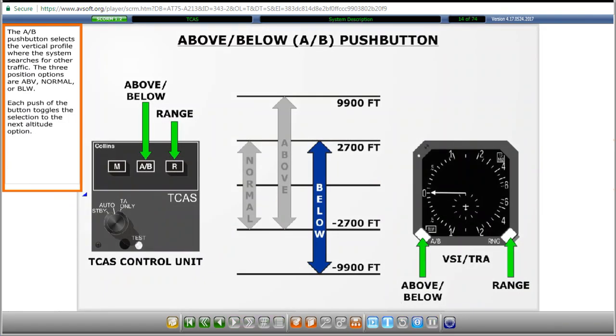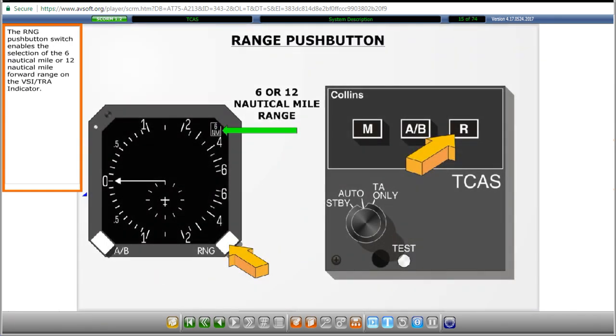The AB push button selects the vertical profile where the system searches for other traffic. The 3 position options are above, normal, or below. Each push of the button toggles the selection to the next altitude option. The range push button switch enables the selection of the 6 nautical mile or 12 nautical mile forward range on the VSI TRA indicator.